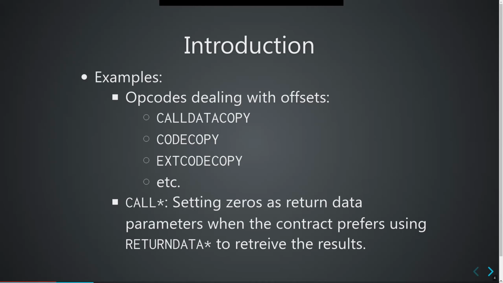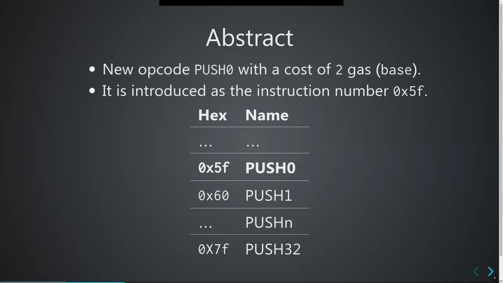and another common usage is when calling the CALL opcode. The contract might prefer setting the return data parameters to 0, and later make use of returndatasize and returndatacopy to receive the results of the previous call. So EIP-3855 introduces a new opcode, PUSH0, with a cost of 2 gas. It is introduced as instruction number 5F, which is contiguous to the existing push instructions.